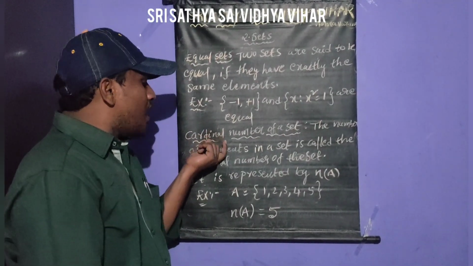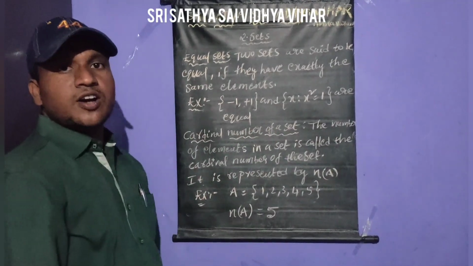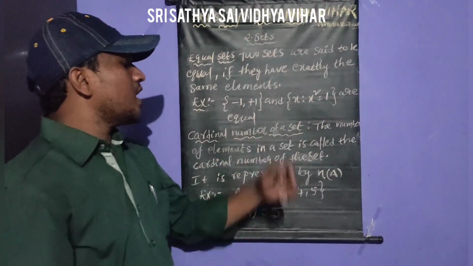Next one is the cardinal number of a set. What is the cardinal number of a set?